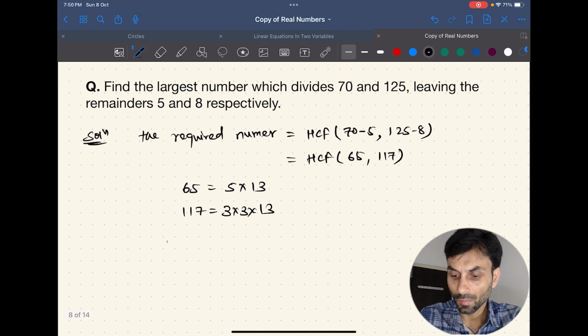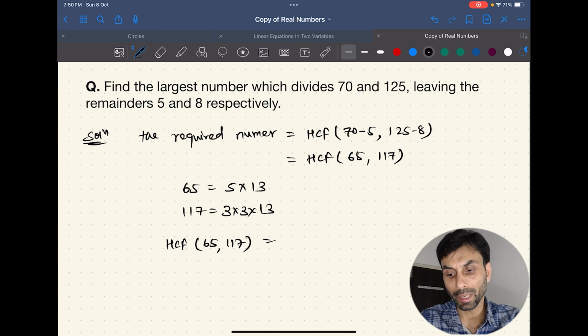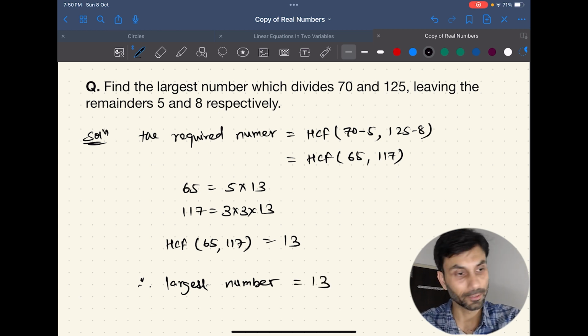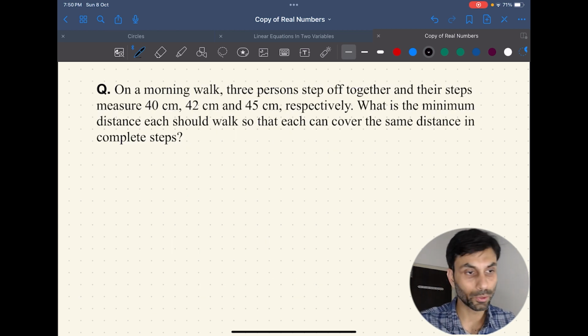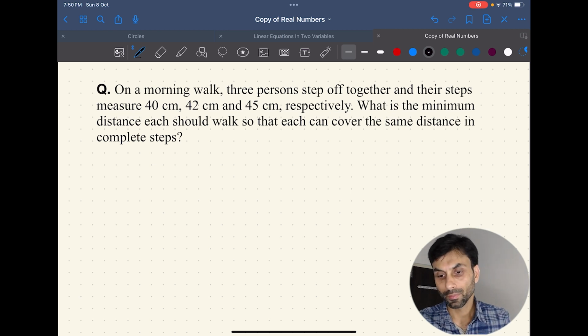So that means HCF of 65 and 117 will be the product of the least power of common prime factors, which will be 13. So therefore, the largest number is equal to 13. I hope it is clear to you, and this is how we have solved this question.